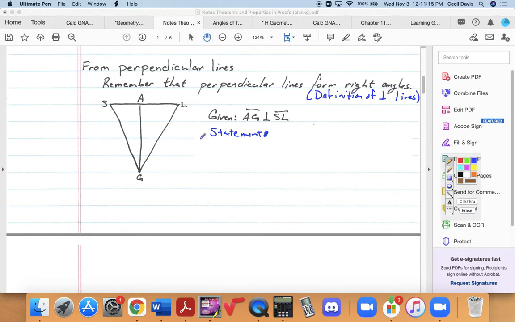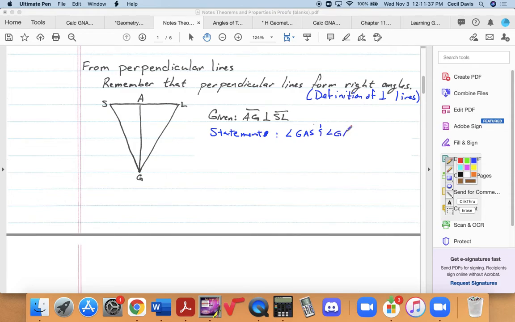So our statement here would be, well, where are the right angles? In the middle, like where A is. Okay, so what would the name of those two angles be? Angle GAS. Yeah, angle GAS. And how do we know?